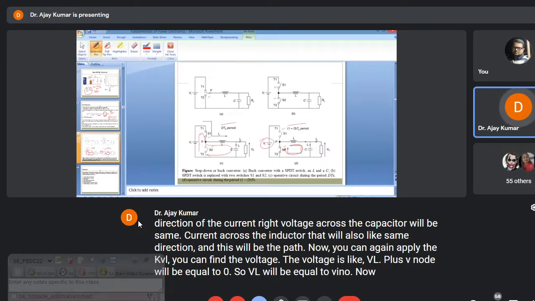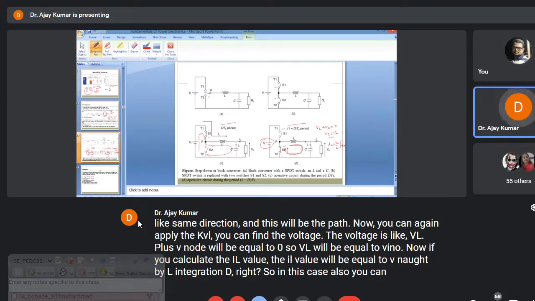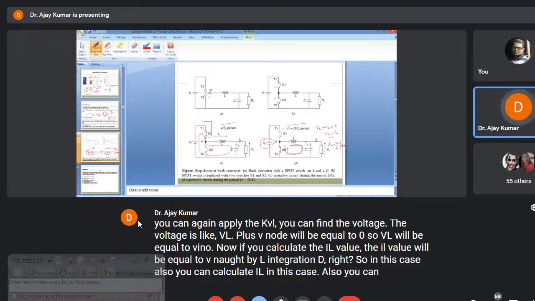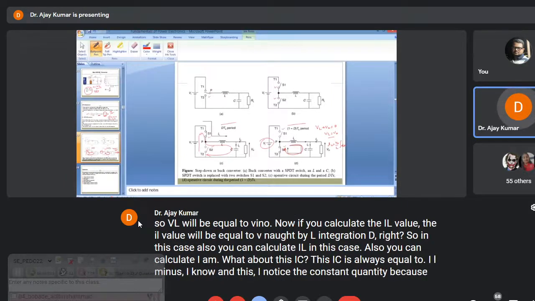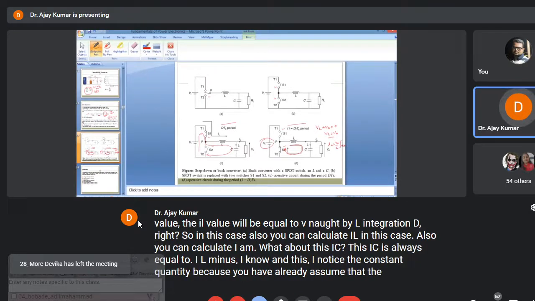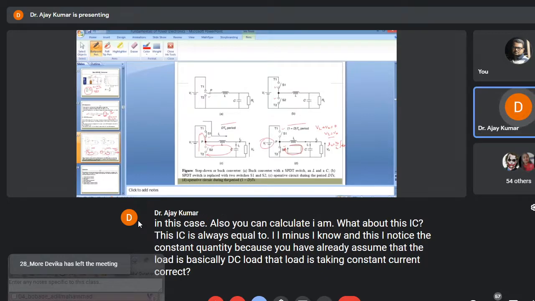Now if you calculate the IL value, the IL value will be equal to V naught by L integration dt, right? So in this case also you can calculate IL, in this case also you can calculate IL. What about this IC? This IC is always equal to IL minus I naught, and this I naught is a constant quantity because you have already assumed that the load is basically a DC load, and that load is taking constant current, correct? So you can also develop the waveform for IC. You have already developed it for IL.